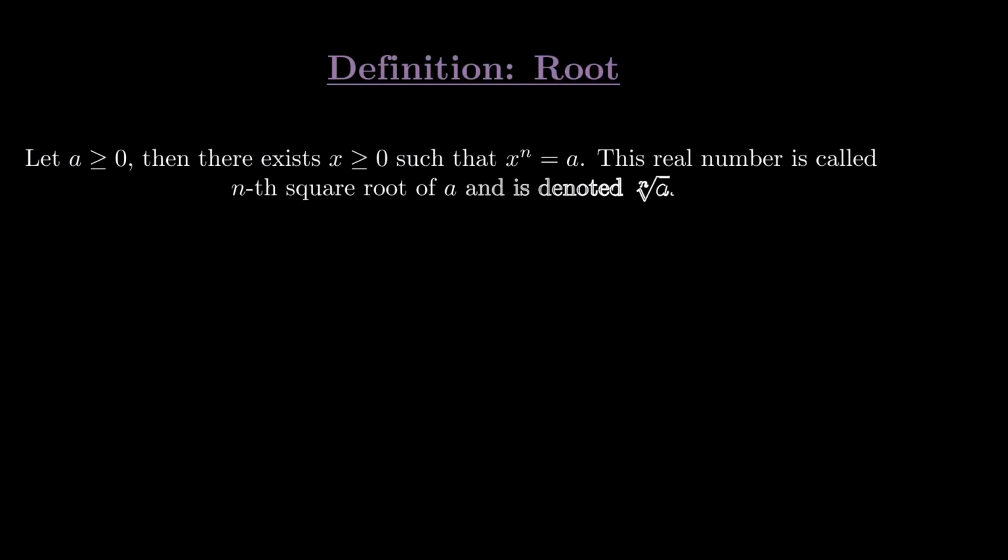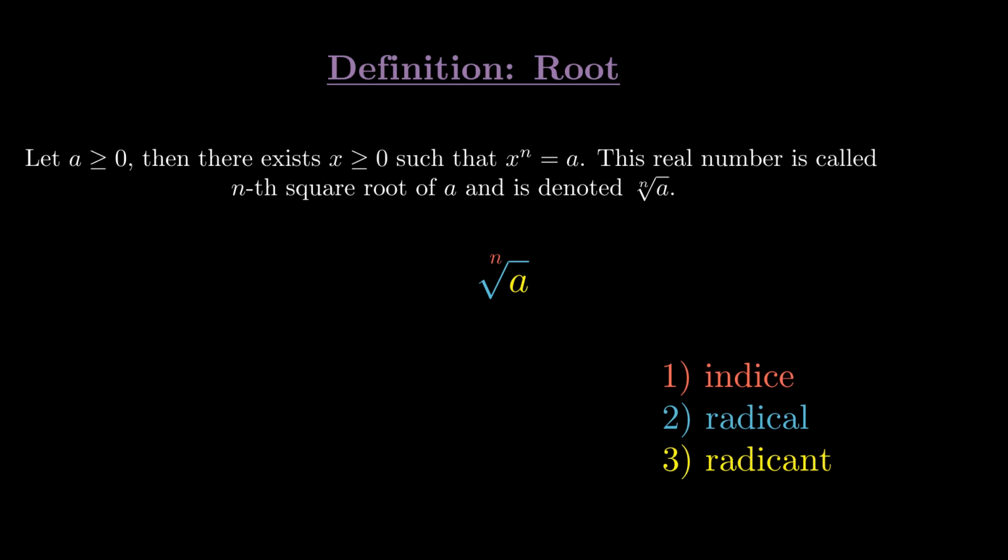So let's define the root. Let a be greater or equal to 0. Then there exists x greater or equal to 0 such that x to the power of n is equal to a. This real number is called the nth root of a and is denoted in the following way. In this term, there are three interesting things: the a, the symbol of the root, and then the n. These have some names. In red, you have what we call the index, in yellow, you have the radicand, and finally in blue, you have the radical.